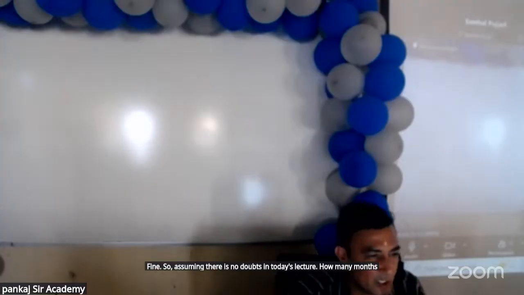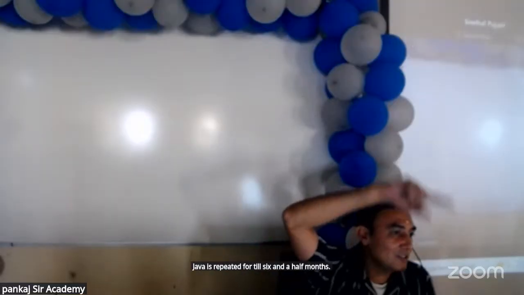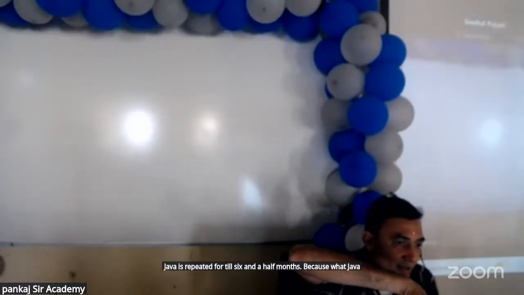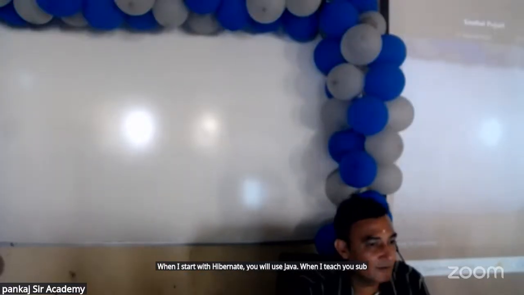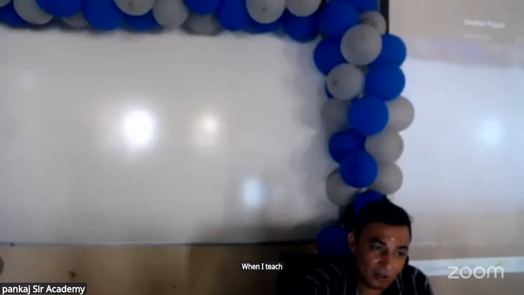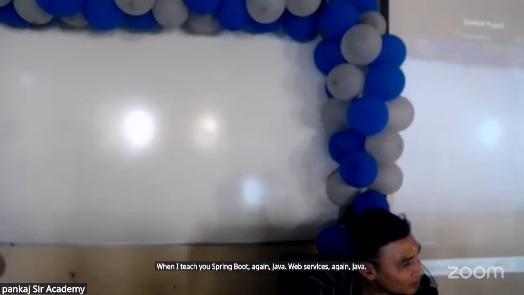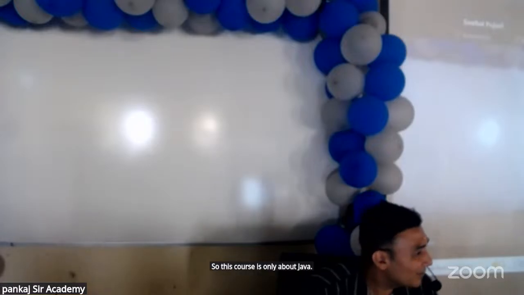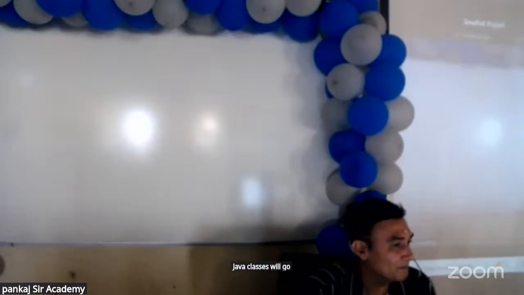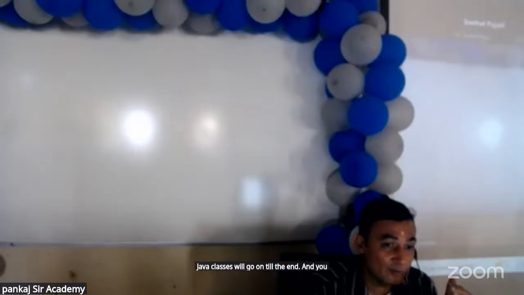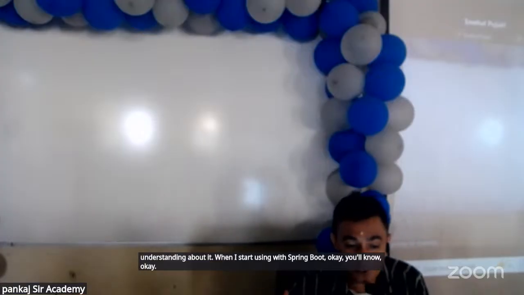Fine. So assuming there are no doubts in today's lecture, how many months? See, we go quite quick. Java is repeated till 6.5 months. Because what Java you are learning now, when I start with Hibernate, you will use Java. When I teach you servlets, again Java is used. When I teach you Spring Boot, again Java. Web services, again Java. So this course is only about Java. It's not that Java will get over in 1 month. Java classes will go on till the end. And you will start getting more practical understanding when I start using it with Spring Boot. You'll know, okay, this is how we need to use Java.